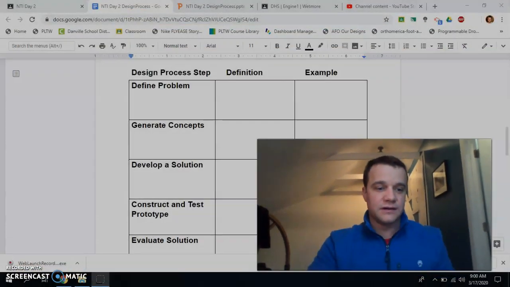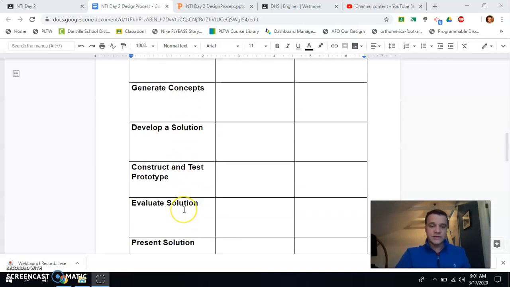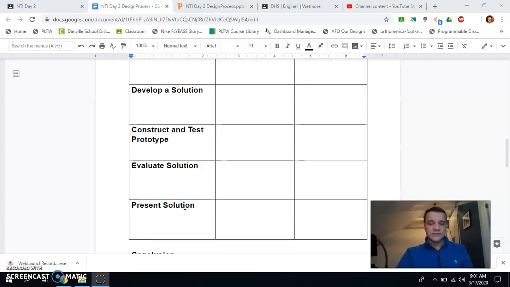So that's a problem. And if we go back to our define the problem, I needed a place to set down the laptop and to be able to put some work on here and create these little videos for you. But anyways, concepts, solution, construct and test the prototype. That's what I'm doing right now. Evaluate. Well, yesterday I had to raise it up a little bit. Present the solution. Well, I guess that's what I'm doing for you right now. I'm presenting that solution. Anyways, that's the design process.